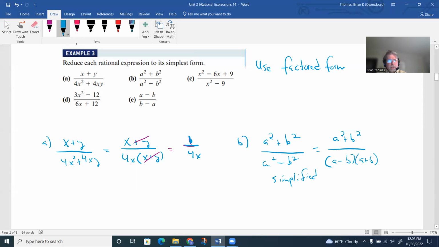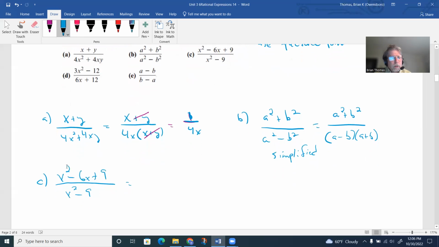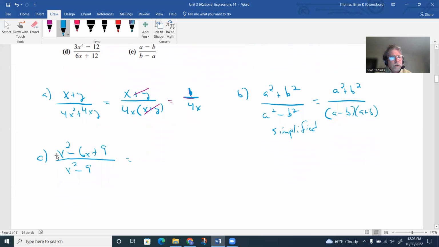If I look at C, I have x squared minus 6x plus 9 over x squared minus 9. So again, if you look at the top, notice how the x squared is a perfect square. This 9 is a perfect square. That would be a 3. So if I make some little notes here, this is a perfect square. This 9 is a perfect square.